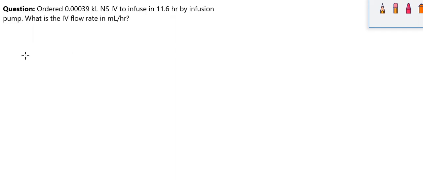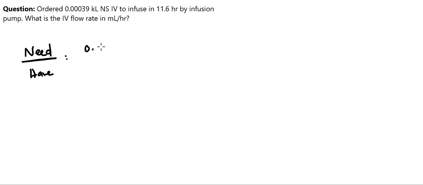So let's follow our pattern. What do I need? I need this normal saline, 0.00039. Oops, sorry. The K should have come first. Kiloliters. What do I have? I have 11.6 hours to do that in, but I'm looking for, as we usually are, milliliters, not kiloliters.